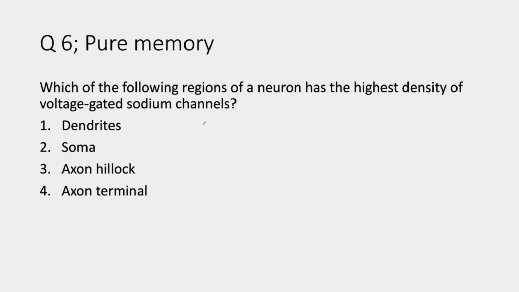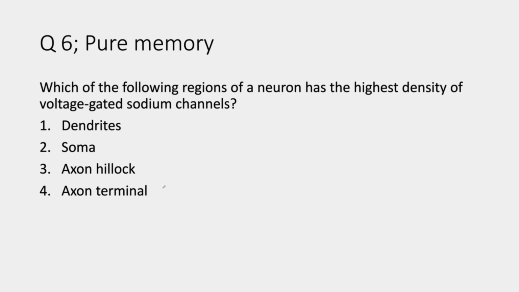Now, question six is pure memory. There are many questions in physiology that we can answer by analyzing, by connecting concepts, by linking different ideas, but sometimes it's simply that we have to remember. For example, which of the following regions of a neuron has the highest density of voltage-gated sodium channels? That is simply a memory question, but remember, in the dendrites we don't have voltage-gated channels. We have ligand-gated channels where the neurotransmitters bind. We could have also mechanically gated channels that respond to stretch. The same type of channels are present in the soma. Now, in the axon hillock and in the axon terminal, we do have voltage-gated channels.